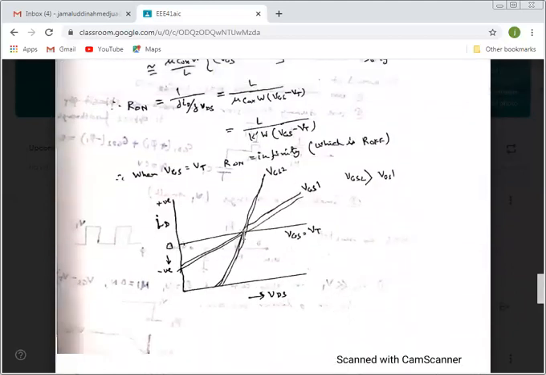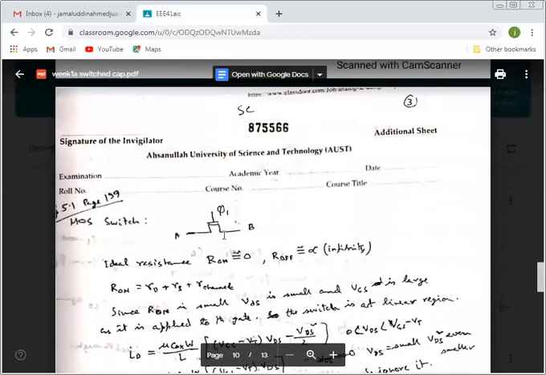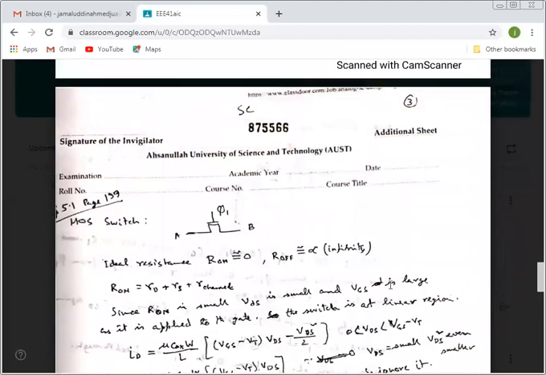So actually the curve will be like this from here to here, and we can extend it into the negative current. So depending on the VGS and VDS, current either flows this way or flows this way.